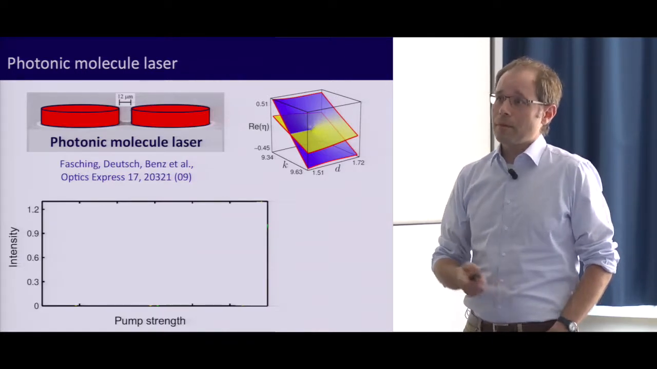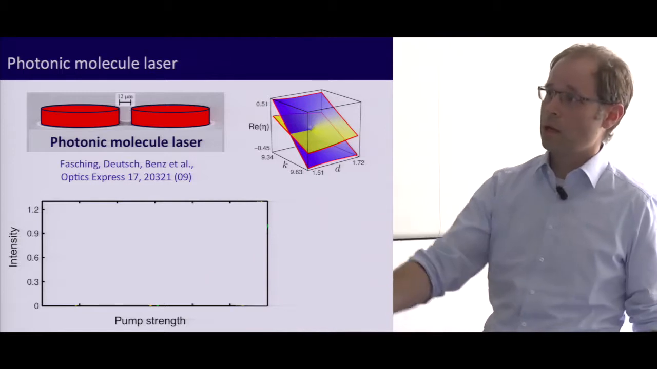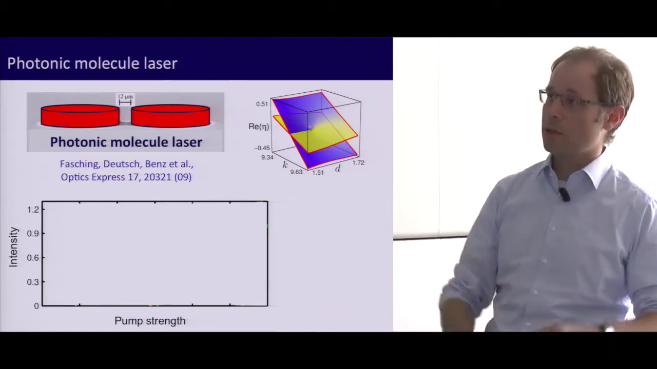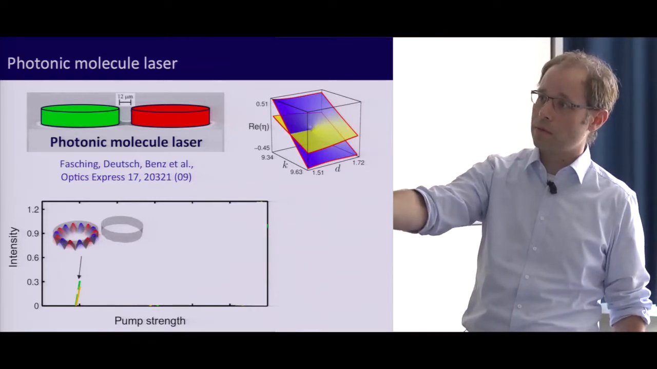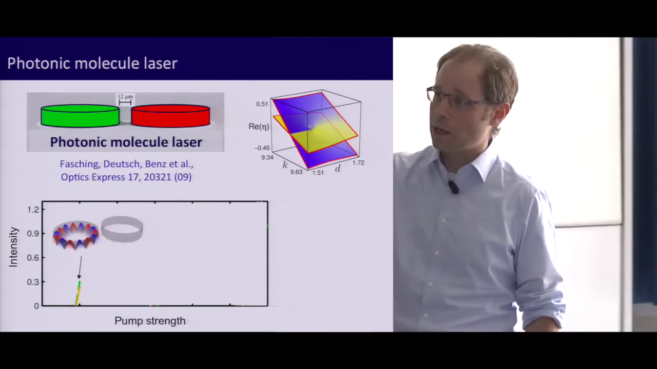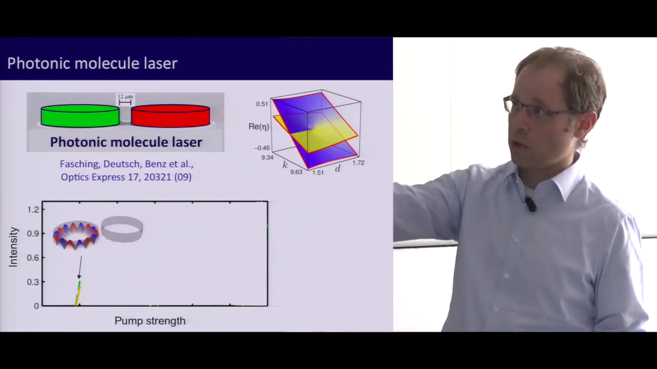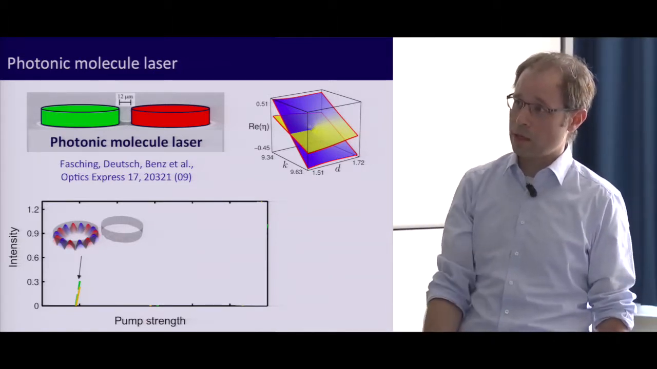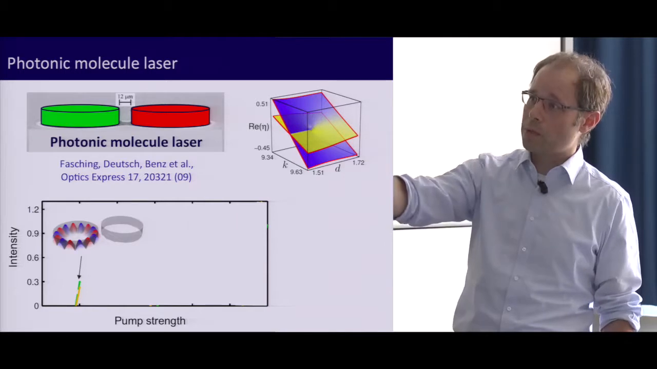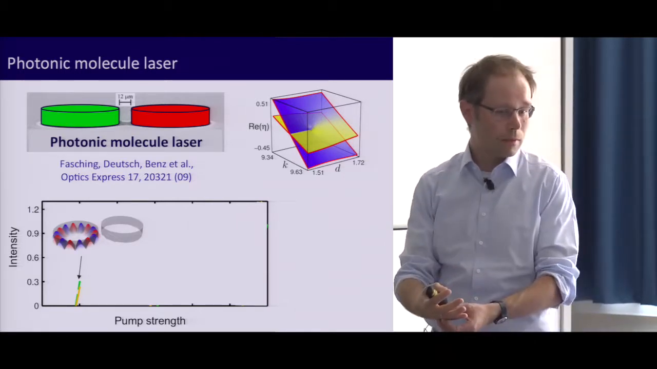And then, of course, we wanted to know what's the signature in the emitted intensity as a function of this pumping scheme. So we first pumped one laser. It emitted with a given intensity at a given pump strength in actually two modes that live only in this one resonator. And then by increasing the pump in the second resonator, naively you would expect that the intensity goes up because you provide more gain to the system.